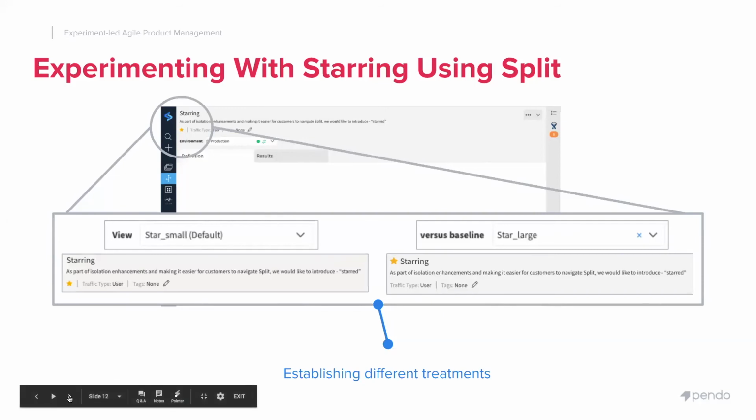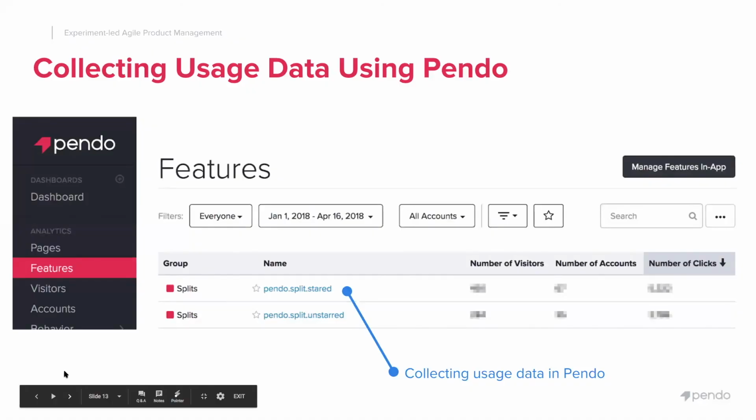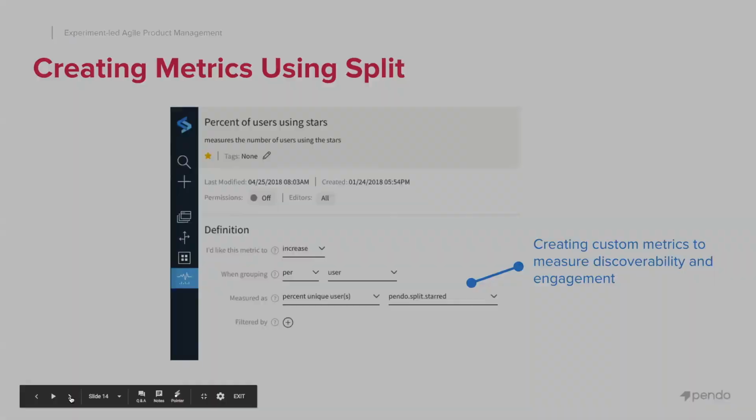So if we go on to the next slide, we'll talk about where we collected this data. So on the previous slide, we talked about releasing it. We released it to 50% of our customers using Split's feature flag. 50% went into the small treatment, 50% went into the large treatment. And then we complemented the data with Pendo. So we fired a few events in Pendo. The first was Split starred, and the second was Split unstarred. These were two actions that users were taking. And we took that data from Pendo. We then sent it to Split. So if you see on the next slide, we sent it to Split as an event within.